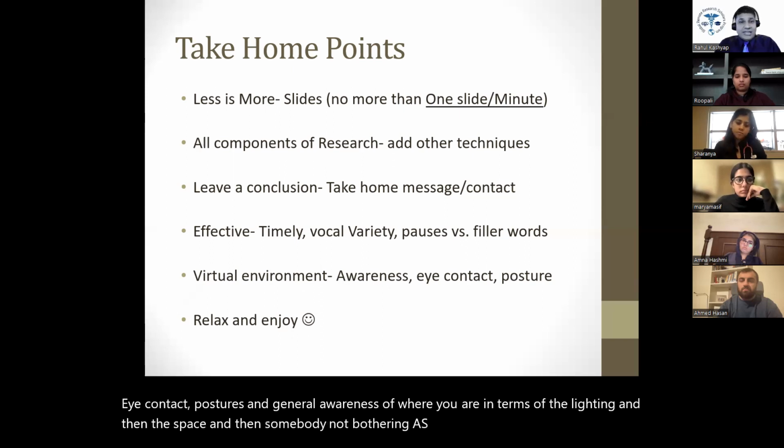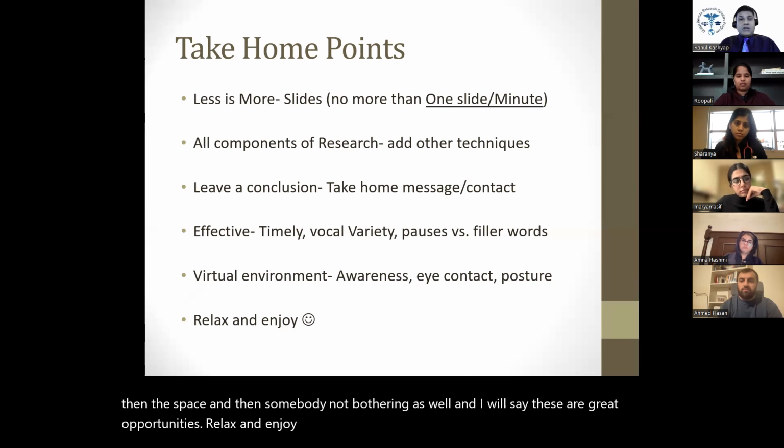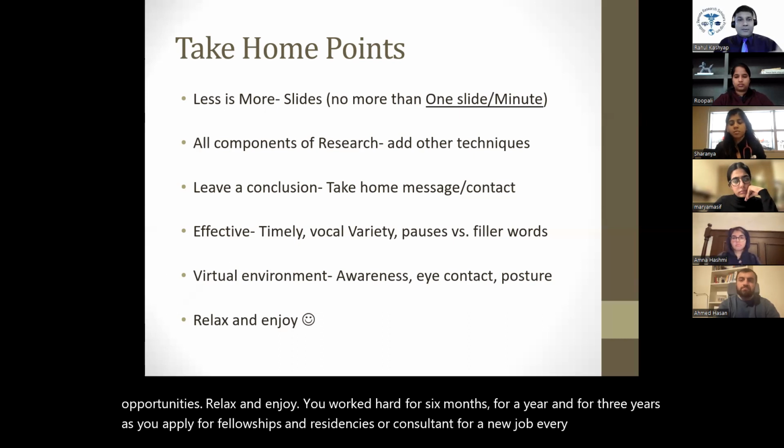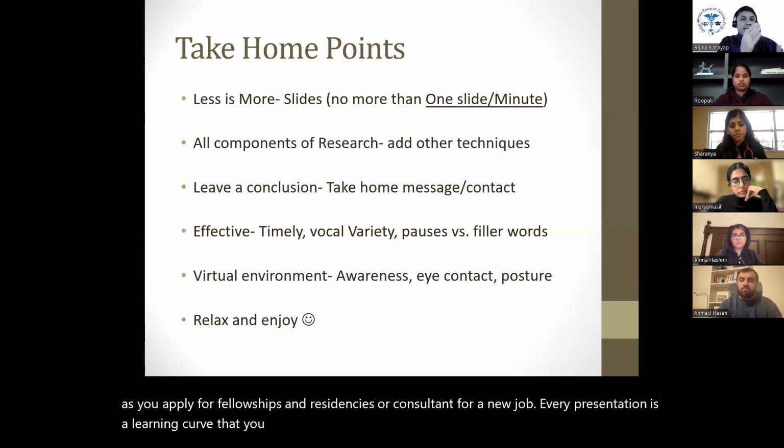And I will say these are great opportunities. Relax and enjoy. You worked hard for 6 months, for a year, for 3 years as you apply for fellowships and residencies or consultant jobs. Every presentation is a learning curve. The next one is going to be easier than what you're doing now.